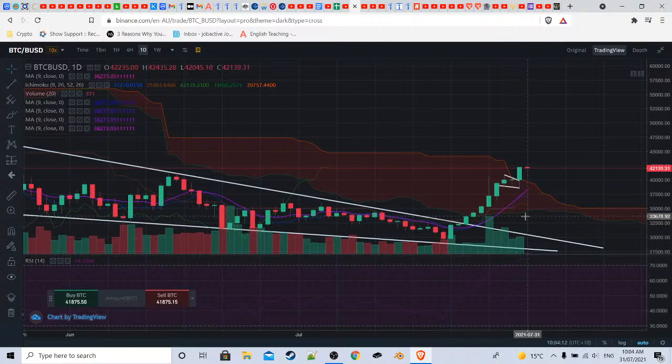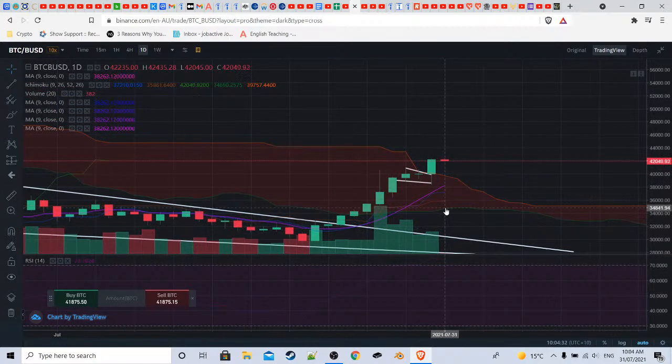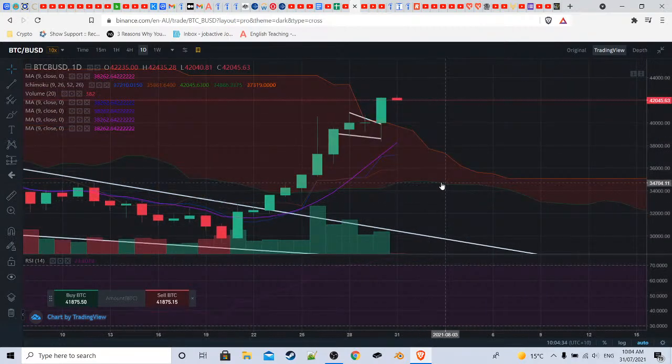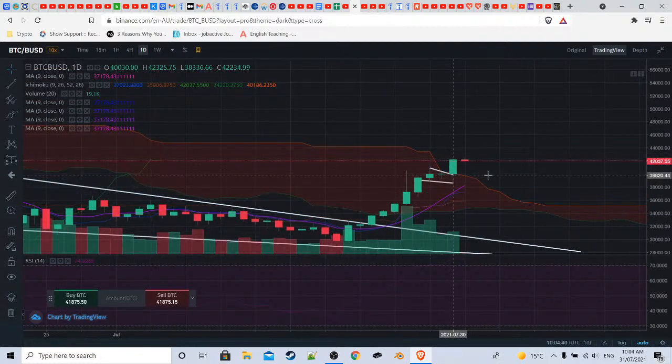Descending channels, it would break up from descending channels probably more than 50% of the time, otherwise people wouldn't use them. So there's a certain percentage of success, which would be above break even, using these kinds of graphing features and indicators. Okay, so on the daily still, it's definitely going to retrace at some point.